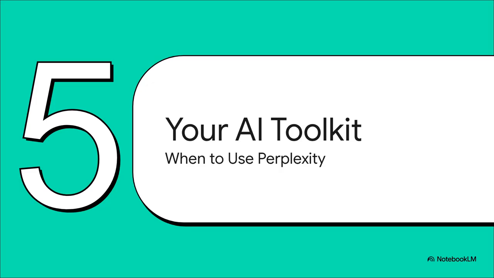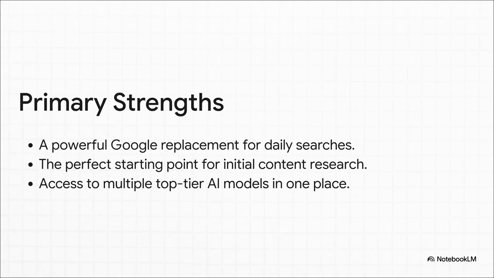So the most important thing here is to understand where Perplexity fits in your AI toolkit. It's not designed to do everything, but it is absolutely incredible at a few very specific things. For me, it really comes down to two main jobs. First, it has completely replaced Google for my daily searches, both on my computer and on my phone. And second, it's the perfect place to start any kind of content research. I get all the initial facts and sources here before I move on to other tools for more creative work.